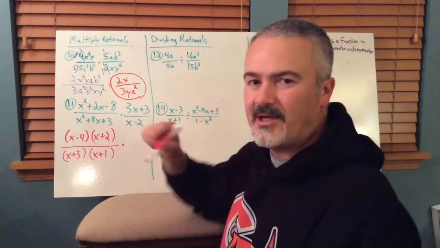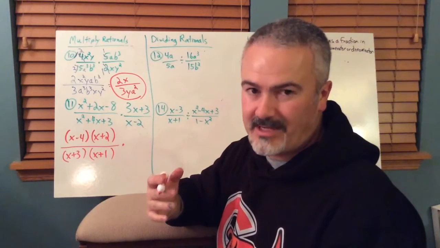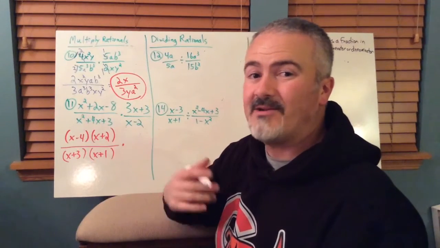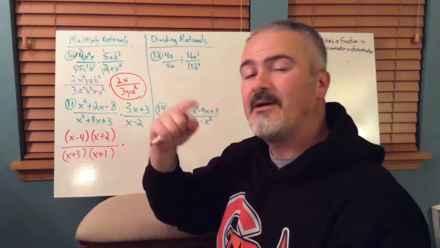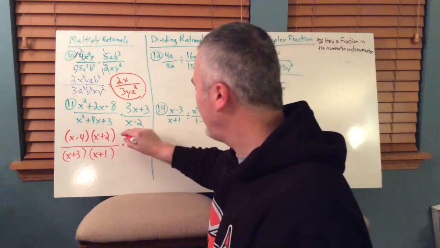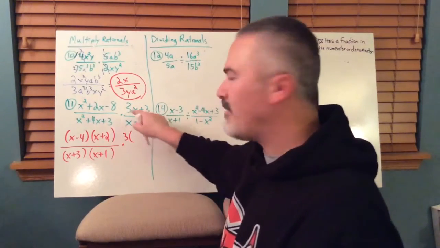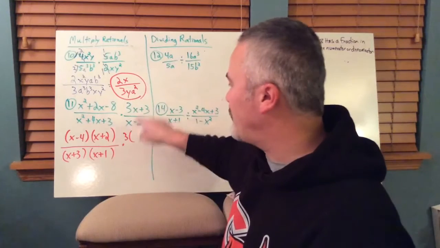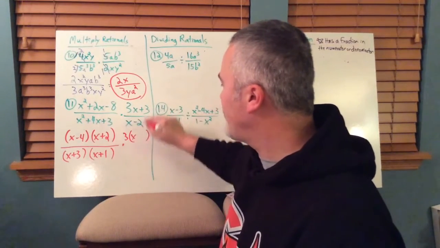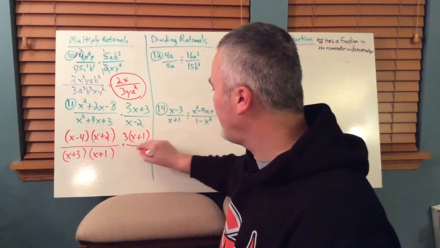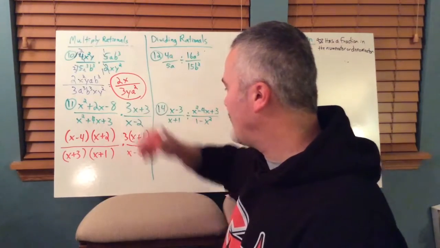Now, this is interesting here. I have 3x plus 3. We're going to go back to greatest common factor. They share a 3 in common. So I'm going to factor out that 3. Then remember, I divide each term by what I factor out. So 3x divided by 3 is x. 3 divided by 3 is 1. And then the x minus 2 stays where it is.